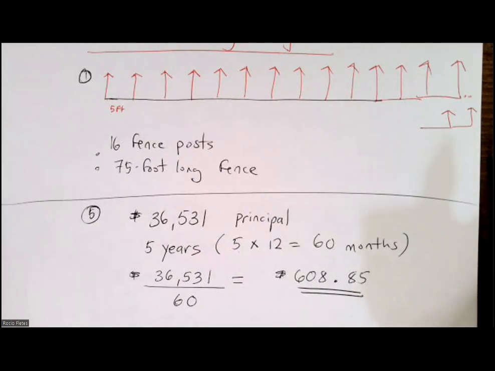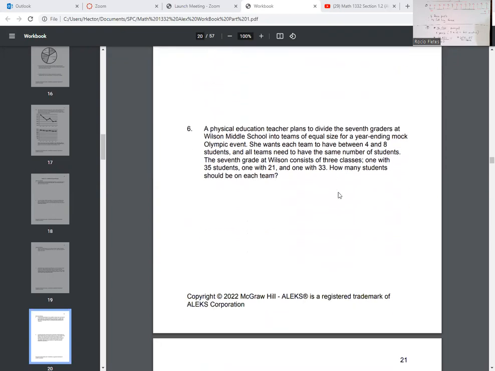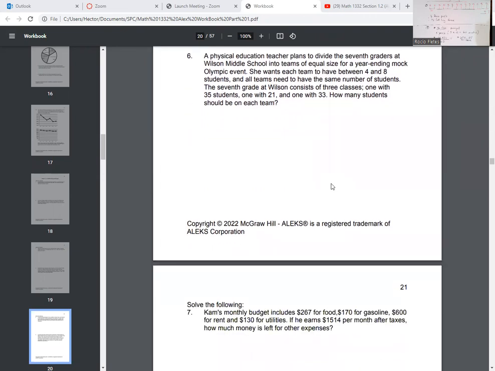So let's see. That one is a nice problem. I like choosing problems that you're likely to see in the real world. That is why I'm selecting problems that I know will help you in real life. Let me take a look at number 6 here, physical education teacher. Let me see number 7.